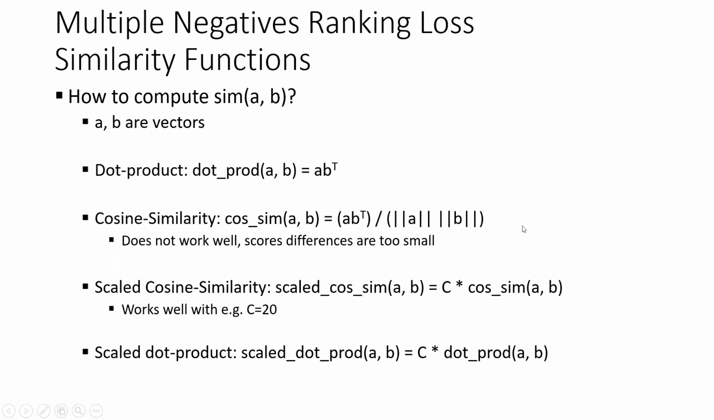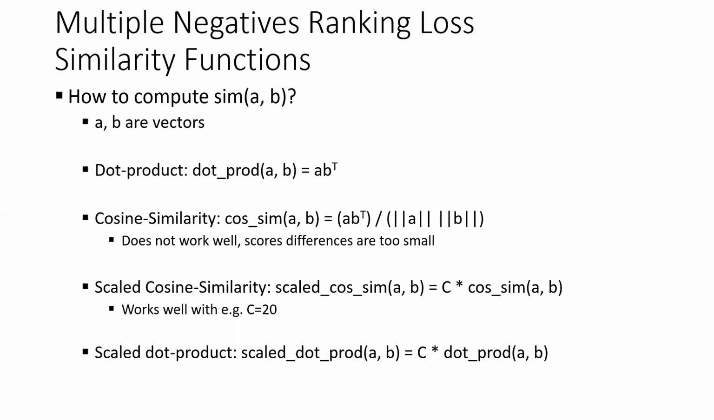However, if you train with cosine similarity, it does not work well because the score differences are quite small. If the correct answer has a similarity of 0.9 and a different answer might have a cosine similarity of 0.5, this is a rather small difference for cross entropy loss. So what people use is scaled cosine similarity. This is basically computing cosine similarity and adding some scaling factor.